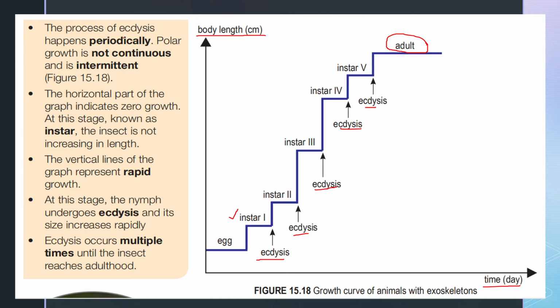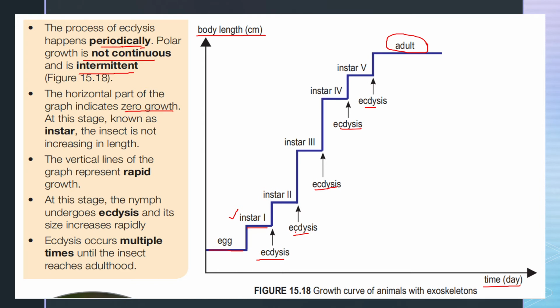Okay, the process of ecdysis happens periodically, secara berperingkat. Okay, there are certain periods of this ecdysis. Perhatikan dia tidak bersambung, but it is intermittent. So we say the growth is not continuous and is intermittent. Okay, the horizontal part of the graph indicates zero growth. Horizontal part where the growth is zero, tidak ada pertumbuhan, and at this stage we call it the instar, where the insect is not increasing in length.